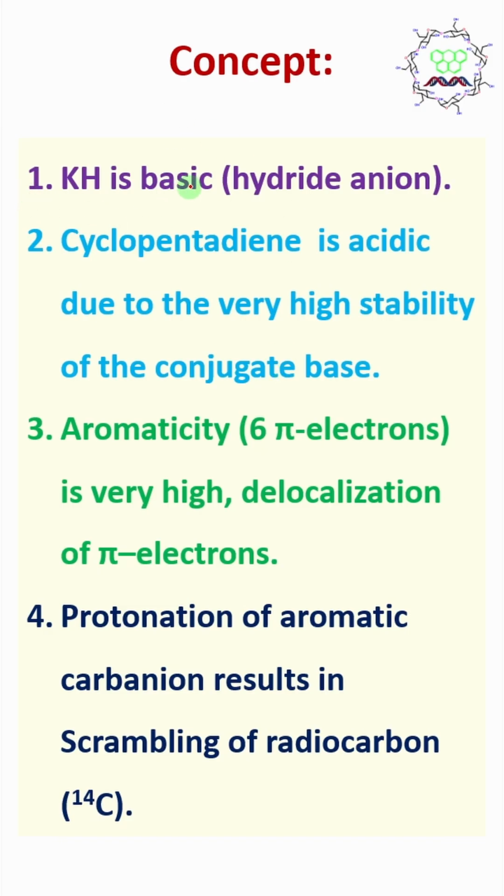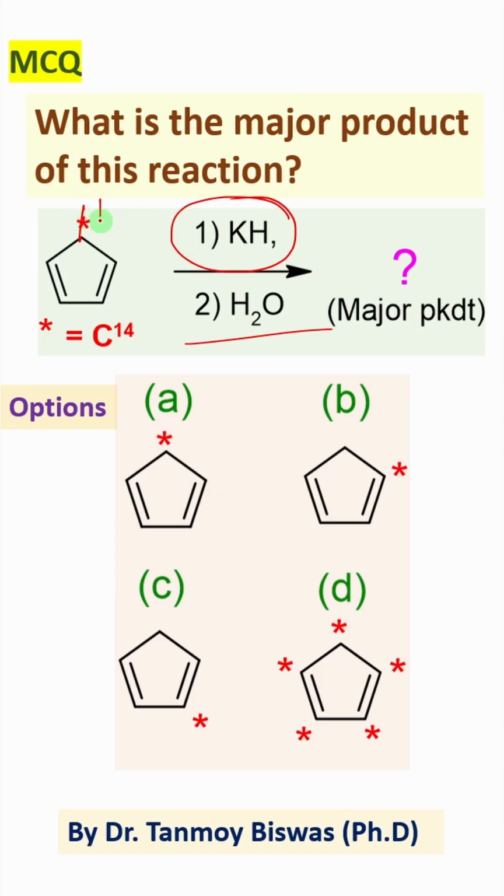Potassium hydride is basic. Why? Because potassium hydride is K plus H minus. Hydride means this hydrogen is carrying 2 electrons although it has 1 proton, so you can say it is electron rich, electron excess. That's why it is anionic, and that's why it can act as a base. So what it does is abstract an acidic proton, like this hydrogen.